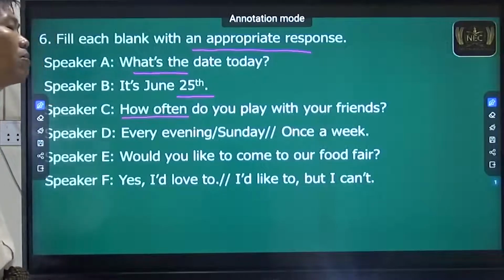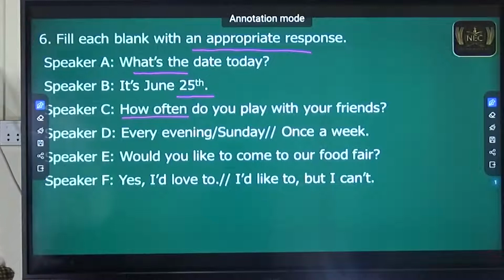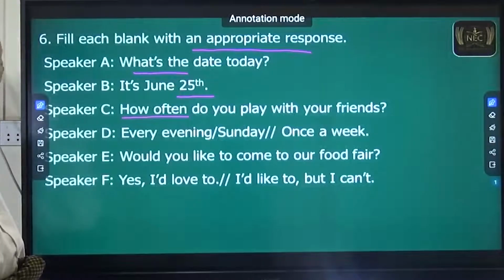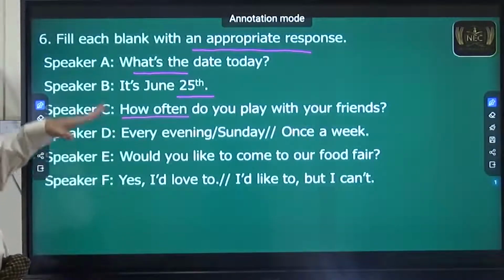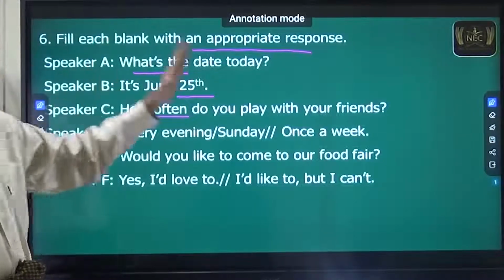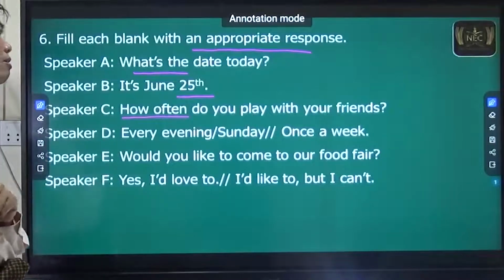every Sunday, once a day, twice a day, three times a day, every evening, every Sunday, once a week.